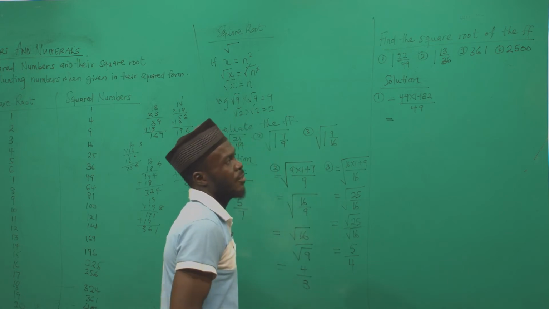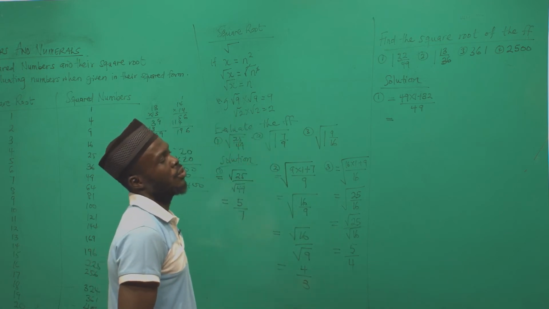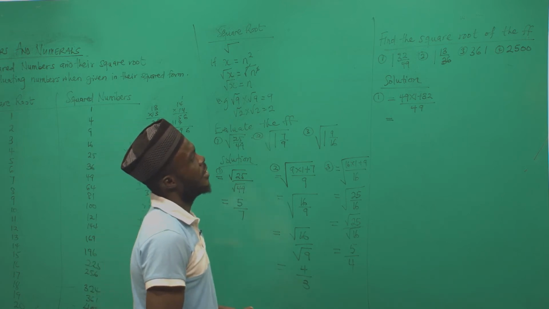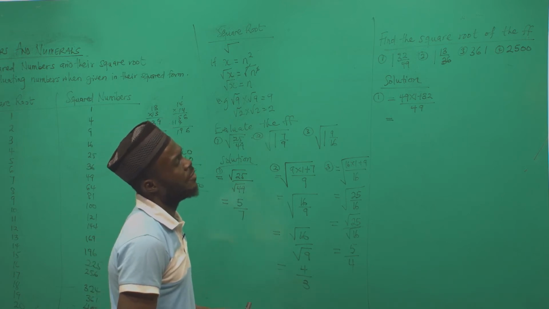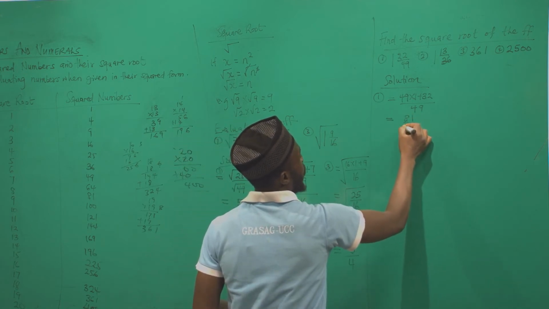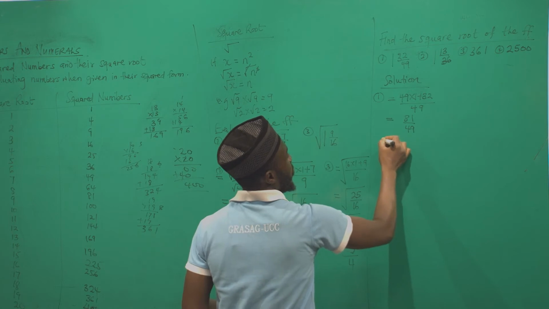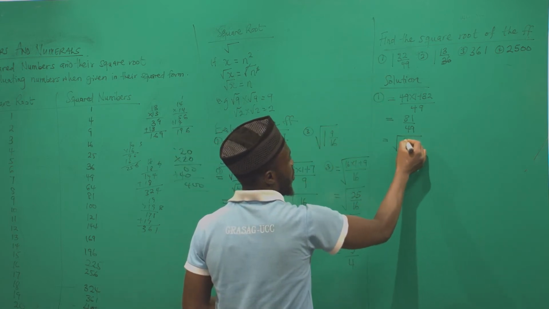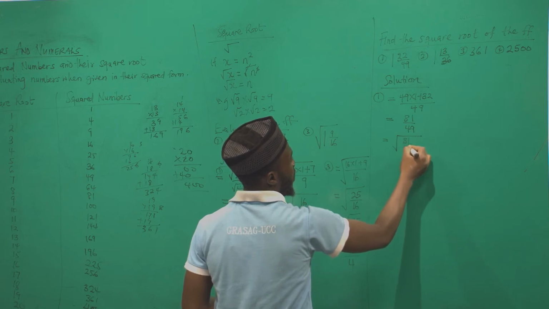So 49 times 1 is 49, plus 32 is what? 40 plus 30 is 70. 9 plus 2 is 11. 70 plus 11 is 81. So 81 on what? 49. So from there, then you can bring the square root sign. So a bigger square root, 81 over 49.